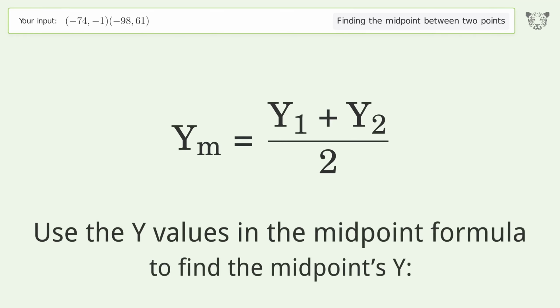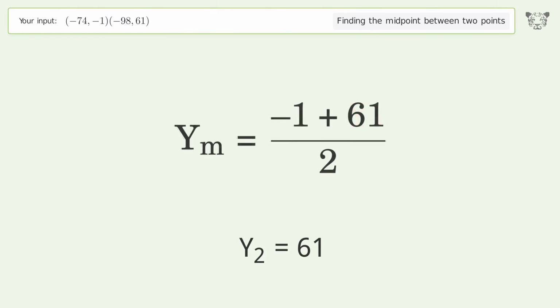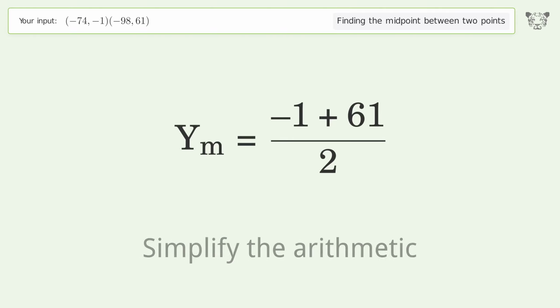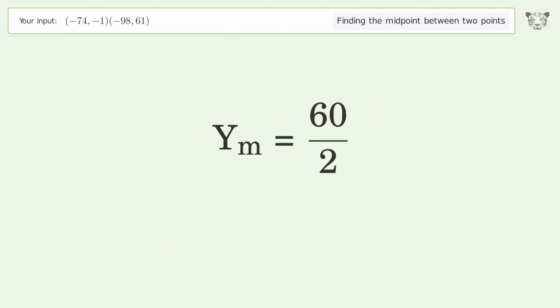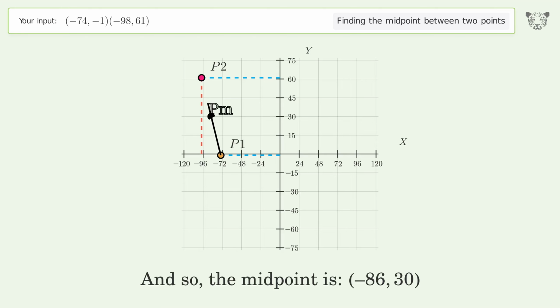Use the y values in the midpoint formula to find the midpoint's y. y1 equals negative 1. y2 equals 61. Simplify the arithmetic. And so, the midpoint is negative 86,30.